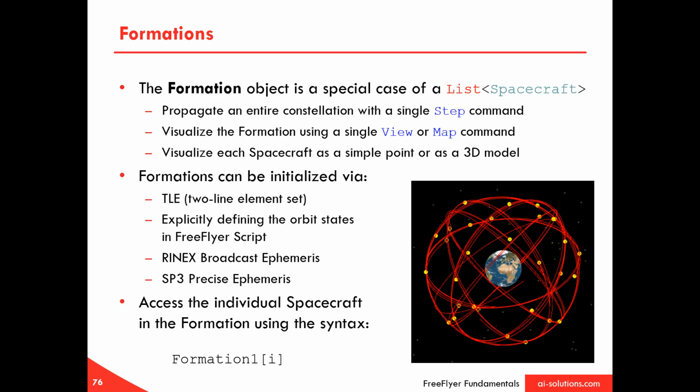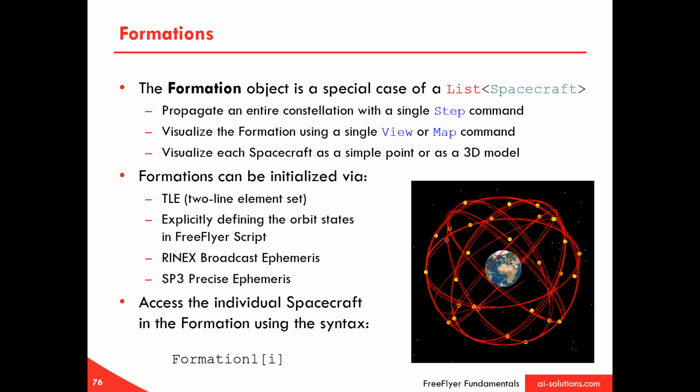FreeFlyer also provides the formation object, which is similar to the concept of a list of spacecraft. You can create a list of spacecraft if you want, but really the formation object just provides additional capabilities on top of what you could do with a list of spacecraft. With a formation object, you can propagate an entire constellation with a single step command. You can visualize the formation using a single view or map command without having to list out all the spacecraft that you want to show in the view.